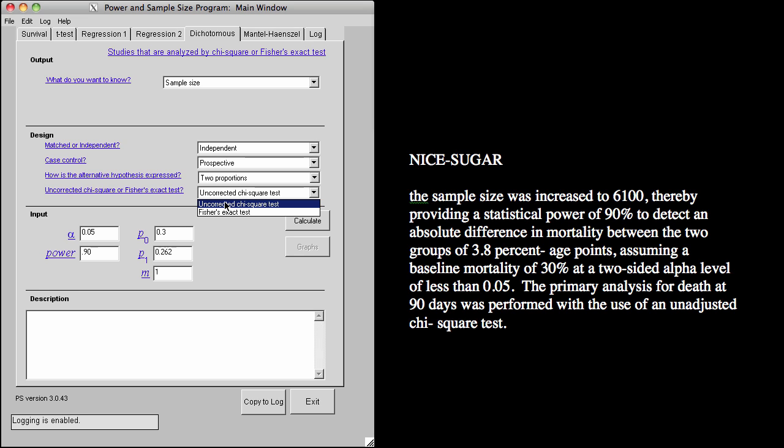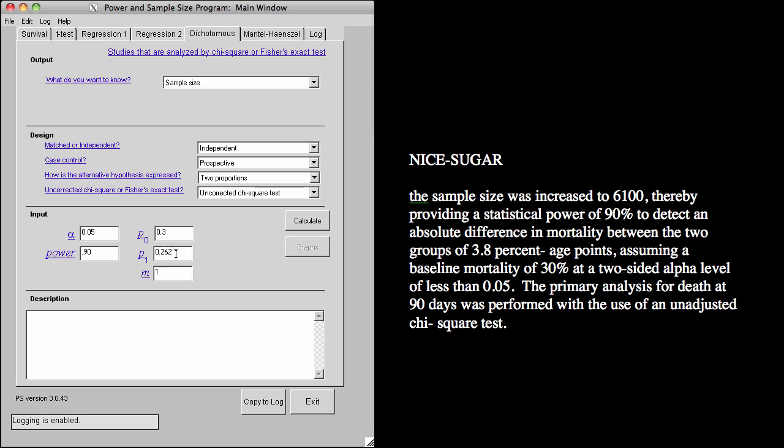And they didn't use Fisher's exact test that's usually used for smaller groups, they used the chi-squared test. And you can see they even said they used the unadjusted chi-squared test there. The alpha was set at 0.05. The power was set at 0.9. This is the probability of the outcome in the control group, which was 30%, as you see there. And then this next one here is the probability within the treatment group.